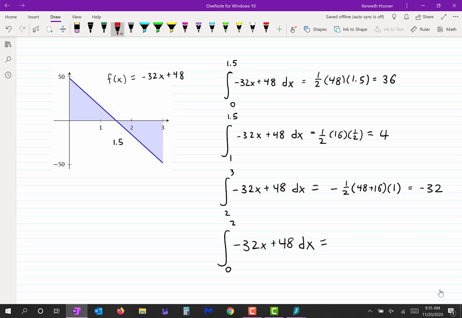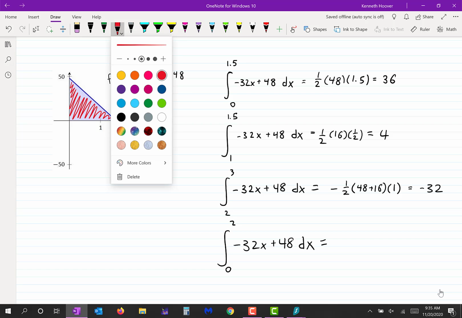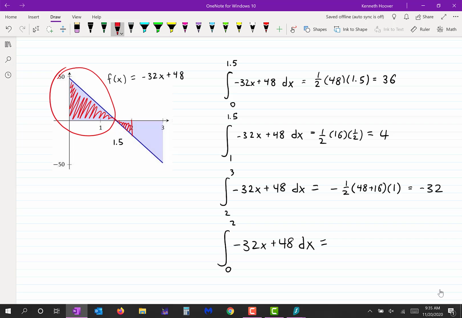So now we're wanting to find this area. That's two triangles, right? And by the way, this triangle here, we already calculated that area. It's right here. That's an area of 36. But let's write it down anyways. It was half times 48 times 1.5.